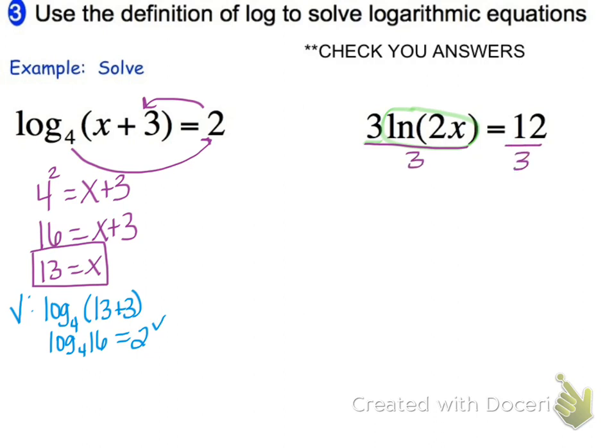If I do that, I have the ln of 2x equals 4. Now, when you go ahead and do the log loop, remember ln is log base e, so it's going to be e to the 4 equals 2x. To get this alone, we would just divide both sides by 2, and now's the time where you're going to grab your calculator and you're going to punch in e to the 4 divided by 2. Or you could just leave your answer in exact form. That would be the exact answer.